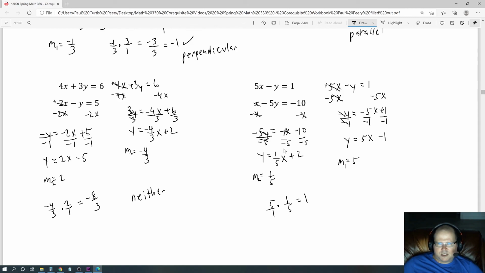Now let's go back and double check. Make sure we didn't make any sign errors. Divide everything. Negative turns into a positive. Nope. Just looks like this is going to be another example of neither.